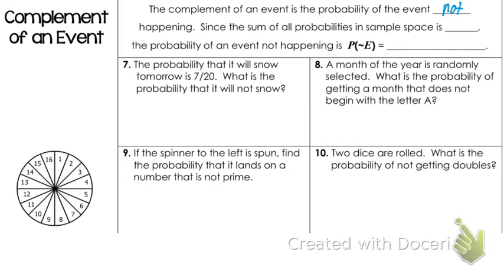The sum of all probabilities in the sample space is 1, like we just talked about. If we add up all the possibilities, we're going to get 1. 1/2 plus 1/2 is 1. The probability of an event not happening, P of not E, with that little squiggly line up there meaning not, is you take 1 and you subtract the probability of it happening.